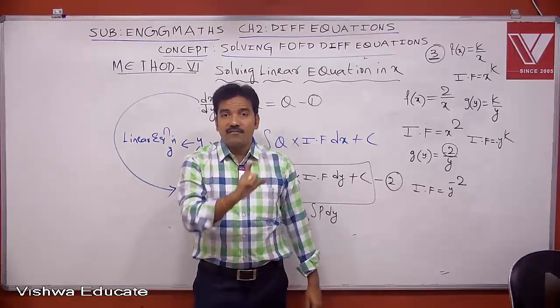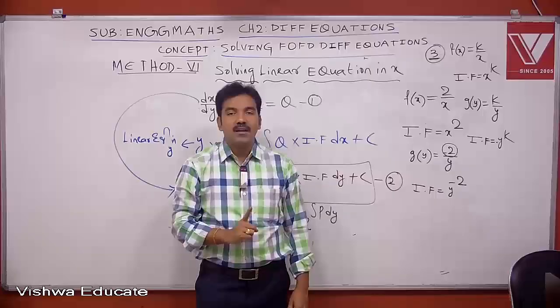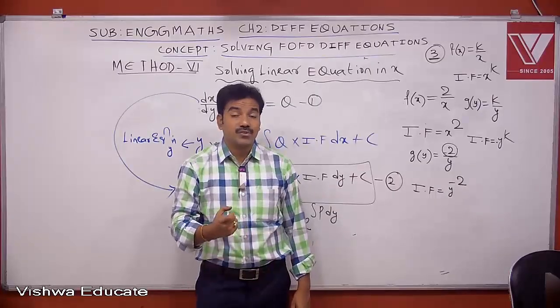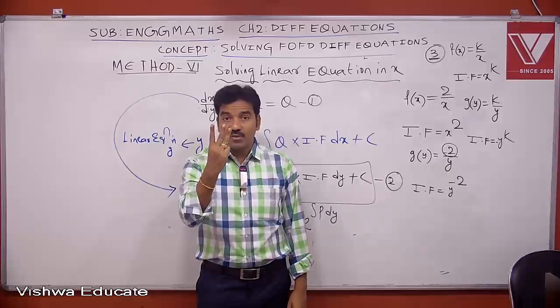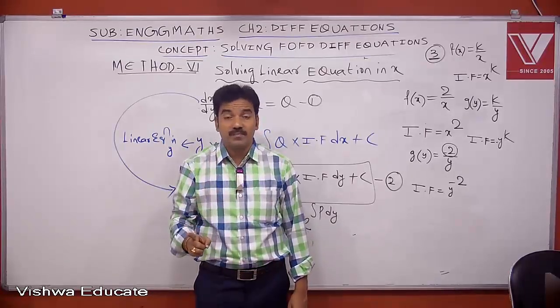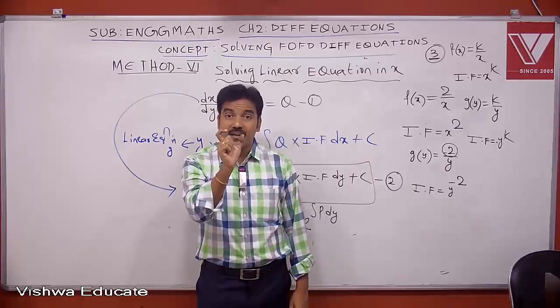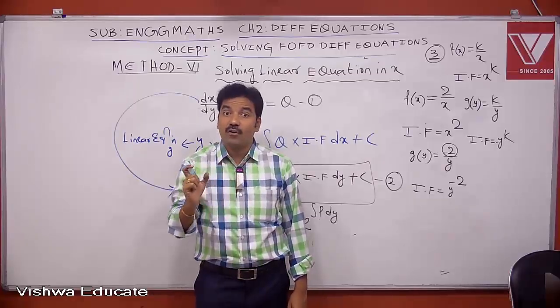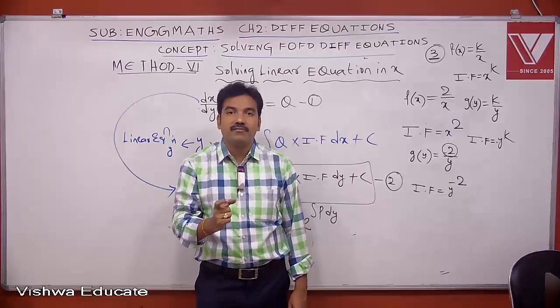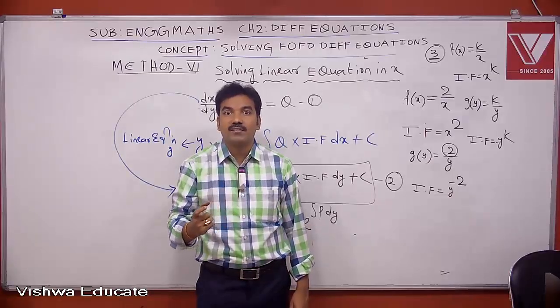Got it? If every option, A, B, C, D, is in terms of functions of x, definitely it belongs to case 3. Then you try to find dou m by dou y minus dou n by dou x, and try to represent that difference in the form of n into f of x. If the difference is n times f of x, my integrating factor is e power integral f of x dx.